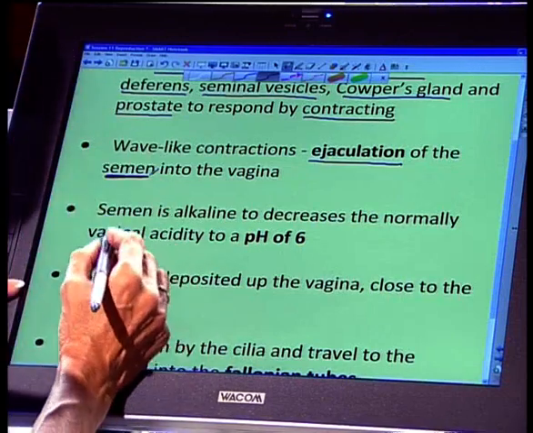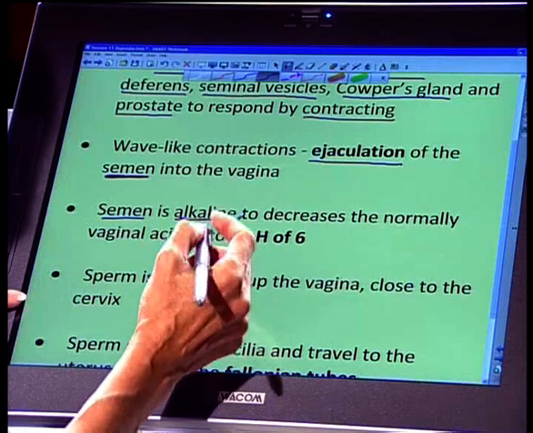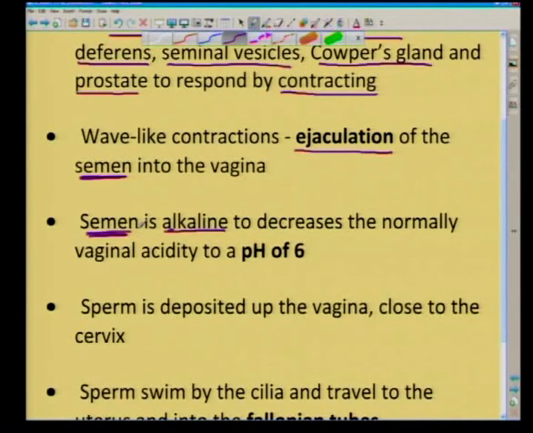Now, you will recall when we did the male reproductive system, we said that the semen is alkali. Why? Because first of all, it has to neutralize any urine residue that may be in the penis and in the urethra. Okay, that's number 1. But more importantly, it has to reduce the acidity of the vagina, because too much acid will kill the sperm, and we don't want that. We want it as close to neutral as possible. So it's the semen that then changes the female's vaginal acidity to a pH of 6. And you need to know this.